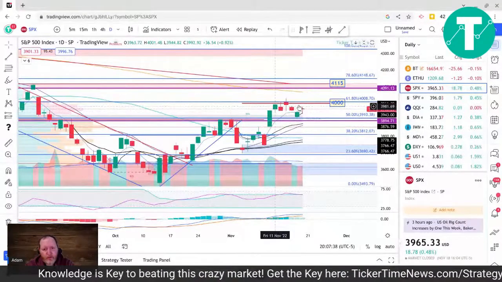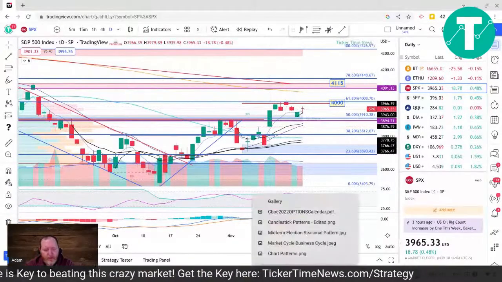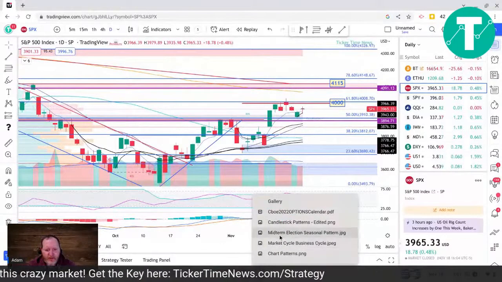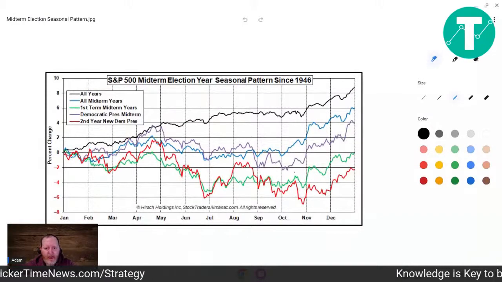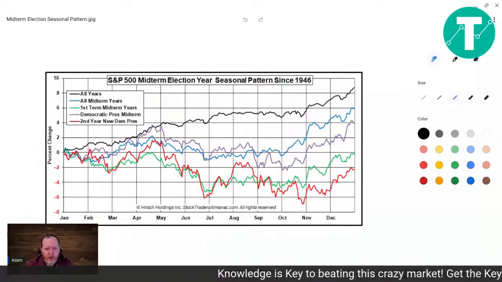So a choppy week. And also remember, and I show this often with the seasonality pattern here, right? We have the red line, which is for a midterm election year.